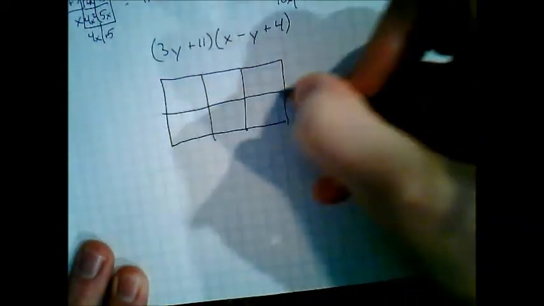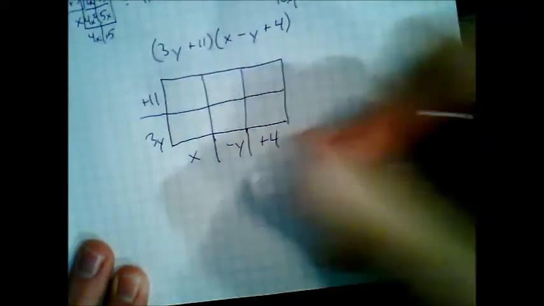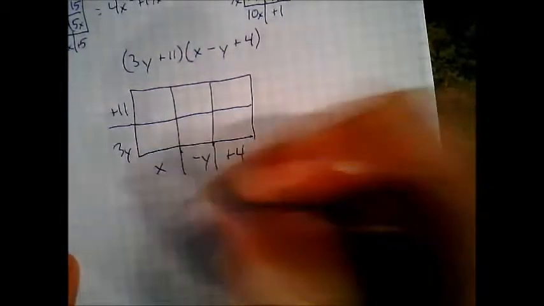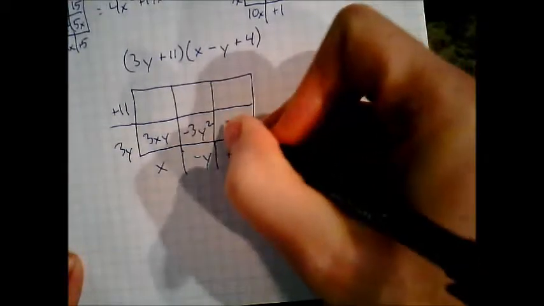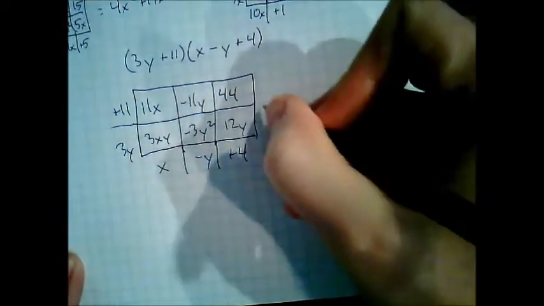And our last one, 2 terms by 3 terms. We're going to have 2 rows, 3 columns. So we have 3y plus 11 up the side. We have x minus y plus 4 across the bottom. Now we distribute. 3y times x is 3xy. 3y times negative y is negative 3y squared. And 3y times 4 is 12y. The top, 11 times x is 11x. 11 times negative y is negative 11y. And 11 times 4 is positive 44.